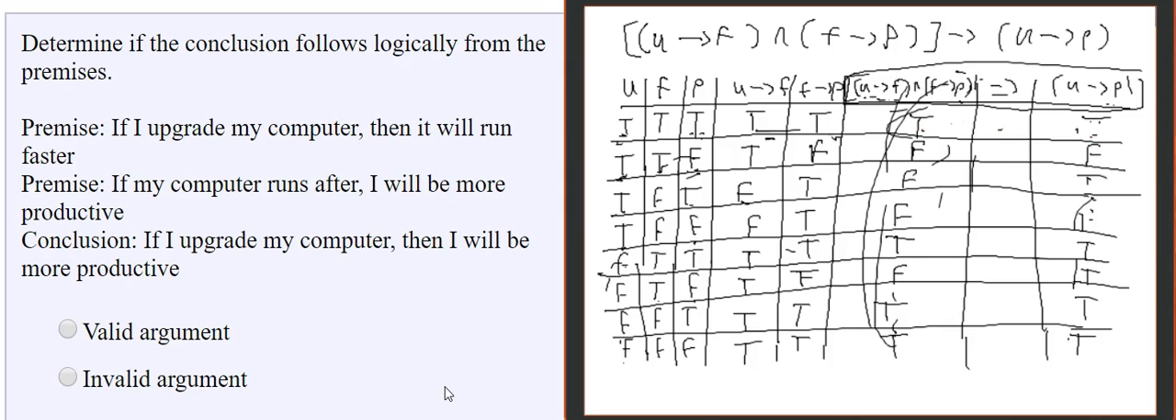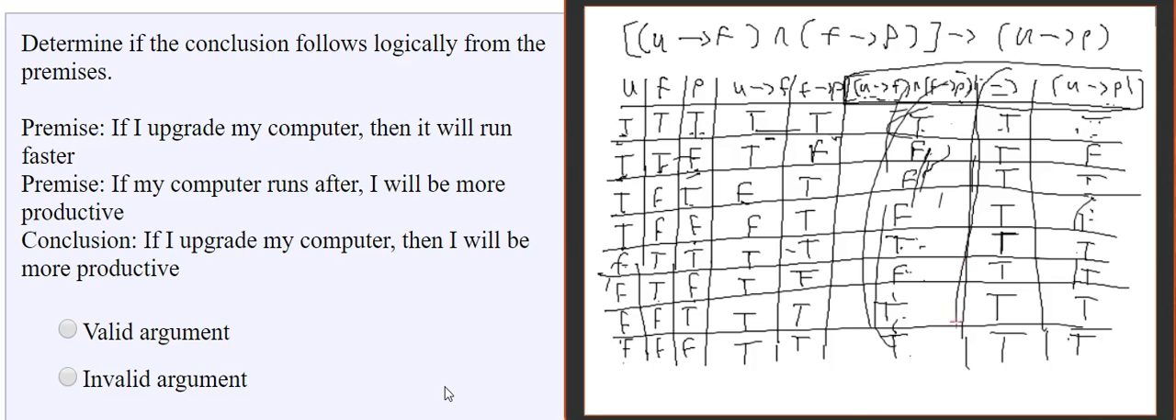Here, both are true, so the implication is true. Here, both are false, implication is true. Everywhere that this antecedent is false, the implication is automatically true. Here, both are true, so the implication is true. Here, antecedent is false, the implication is true. Here, both are true, so the implication is true. Here, both are true, so the implication is true.